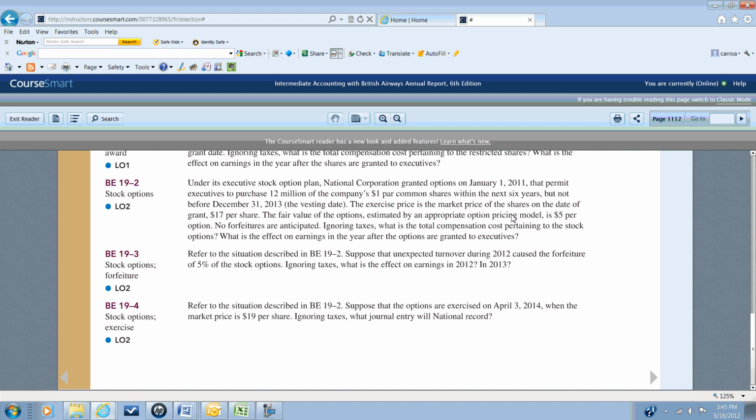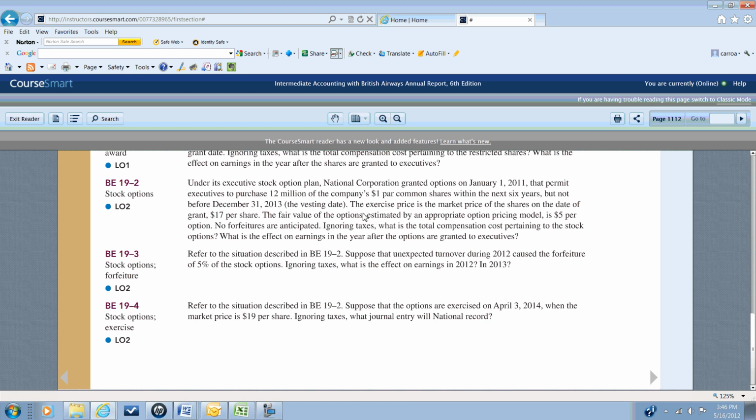The amount that the employees have to pay is equal to the current market price. The price they have to pay is called the exercise price. As an incentive, companies normally set the exercise price either at or above the market price on the date of the grant.